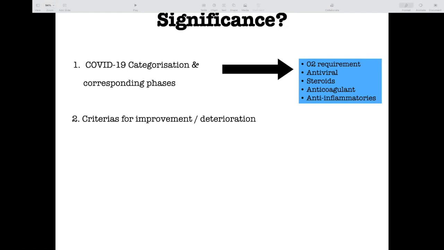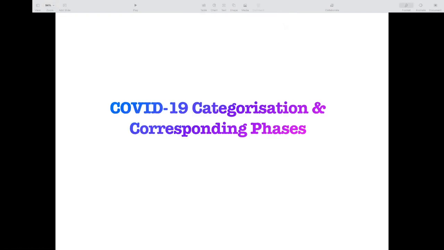Okay. Second, we have the criteria to say when the patient are improving or deteriorating. And the third one, we must know when is the off-tag period for COVID-19 patient. And last but not least, what are the discharge criteria for COVID-19 patient? So we begin with COVID-19 categorization and the corresponding phases.